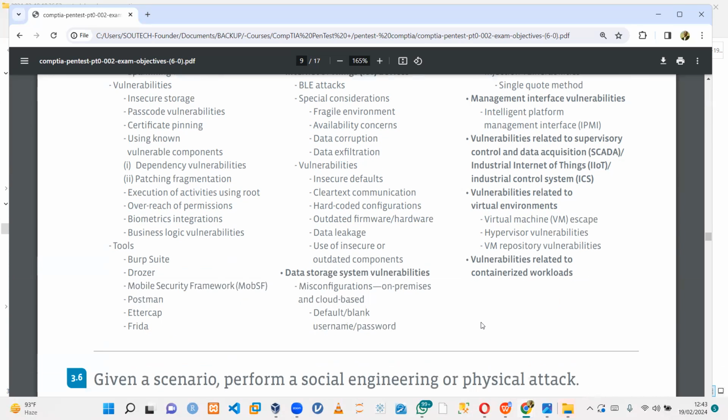So you also have data storage systems vulnerability. You should be able to explain the kind of vulnerabilities that you have in containerized workloads. Some of the tools that we're going to be using here are Objection, Drozer, MobSF, which I mentioned earlier on, Postman, especially for APIs, Ettercap, then Frida.